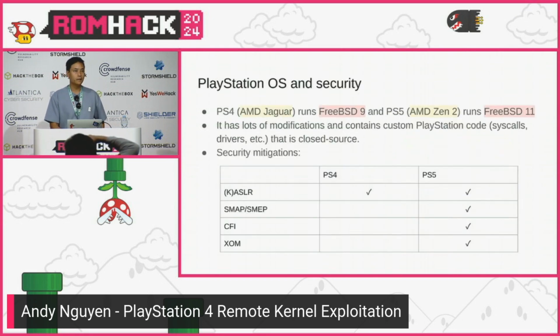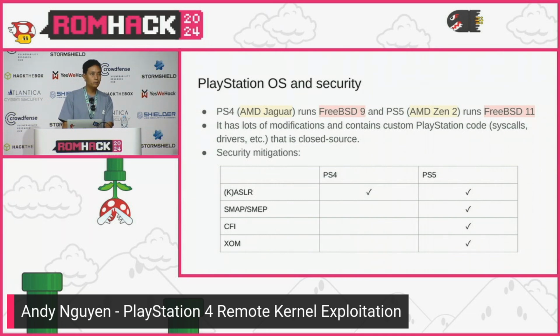Before we dive into the RCE, I will give you a brief context about the PlayStation operating system and its security on both the PlayStation 4 and the 5. So the PlayStation 4 has an AMD Jaguar, and it runs the FreeBSD 9 kernel, whereas the PS5 has an AMD Zen 2 CPU, and it runs the FreeBSD 11 kernel. The kernel has lots of modifications from Sony, so they added lots of custom syscalls and drivers for their peripherals, and they're all closed source.